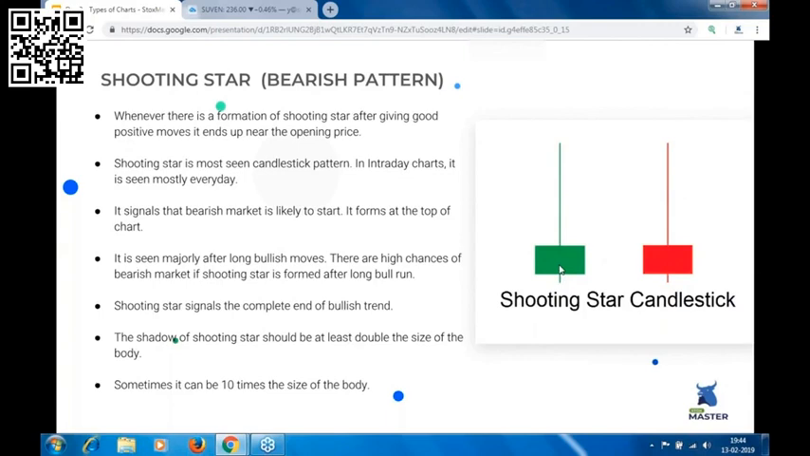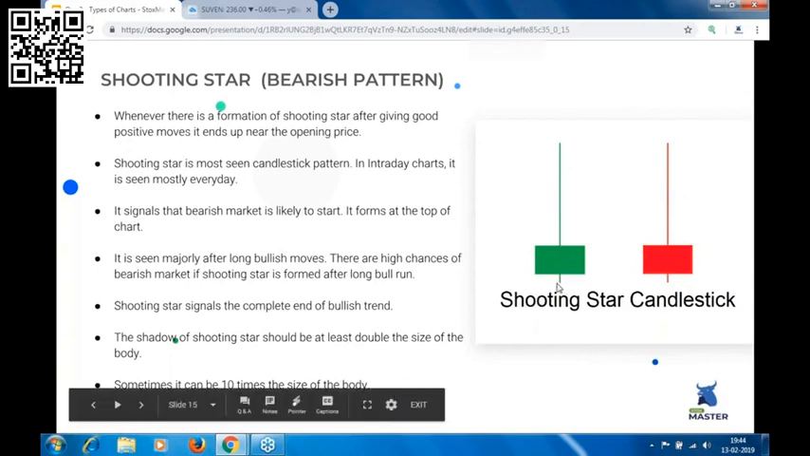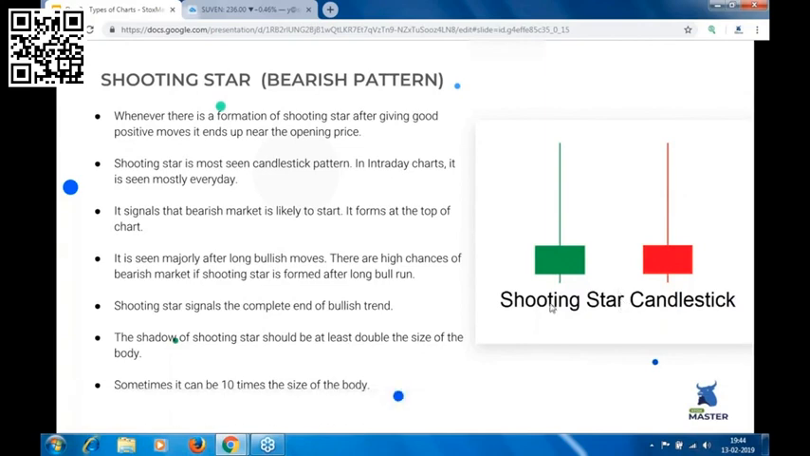Now this can be of red color or green color. The color is of no importance to us. Now whenever we see a shooting star, the next day if the low of this shooting star is broken, that is the time we can enter in a trade. And the conditions are the same. We'll put our stop loss above the high of this candle.